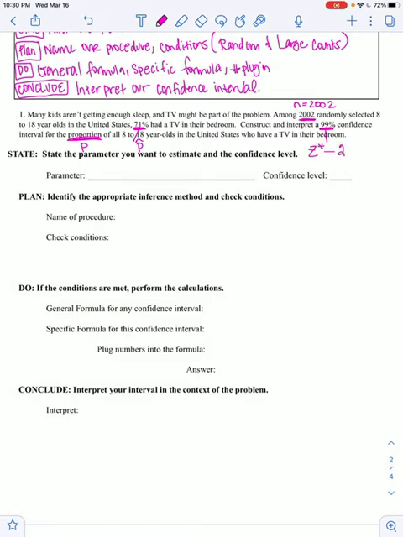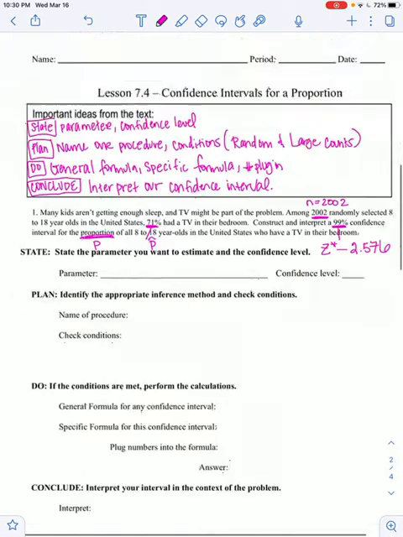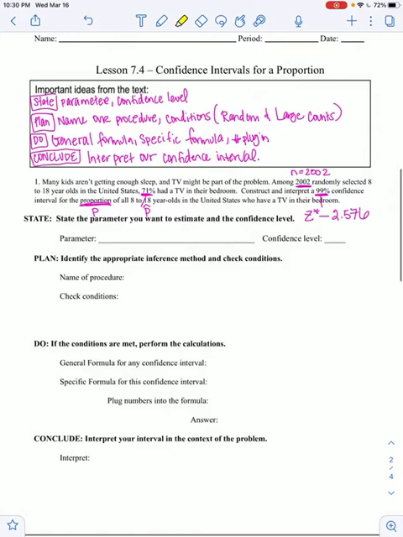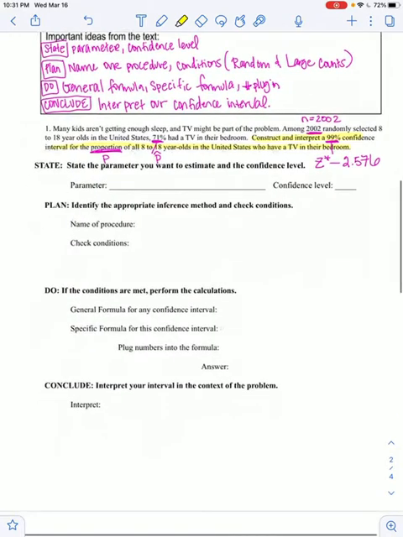So the idea with today's lesson is that you should be able to complete this whole state, plan, do, conclude situation every time they ask you to construct and interpret a confidence interval. All right, so go ahead and see if you can replicate here what we did up there. Good luck.